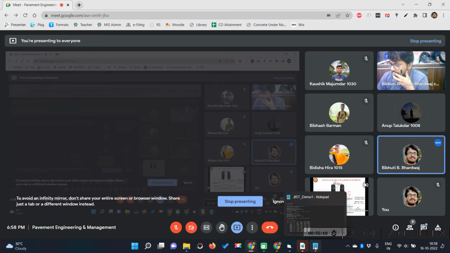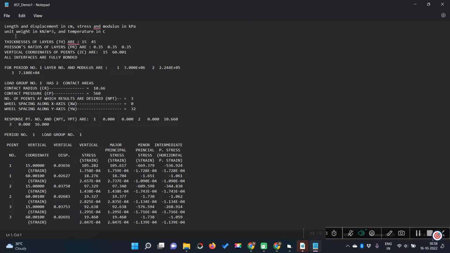Okay, sir. So now if you see, I get a file like this, right? So here, if you see point number 1, 2, 3, and everywhere there are 2 points again: 1, 1, 2, 2, 3, 3. So if you look at the coordinates, you will understand how these points are different. So it's telling the vertical strain. So 15, 60, 15, 60, 15, 60. That means in terms of y-axis, it's given like this.